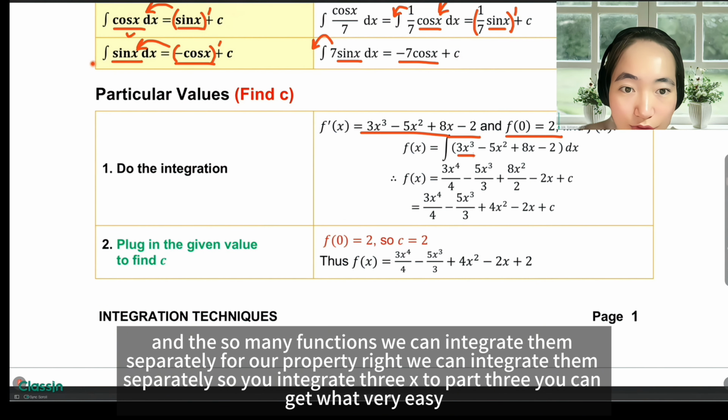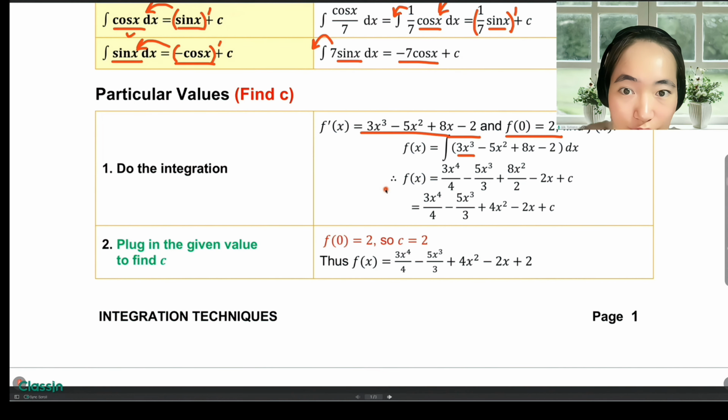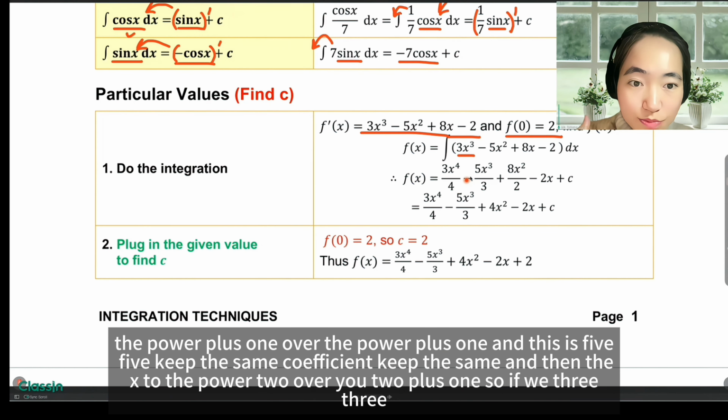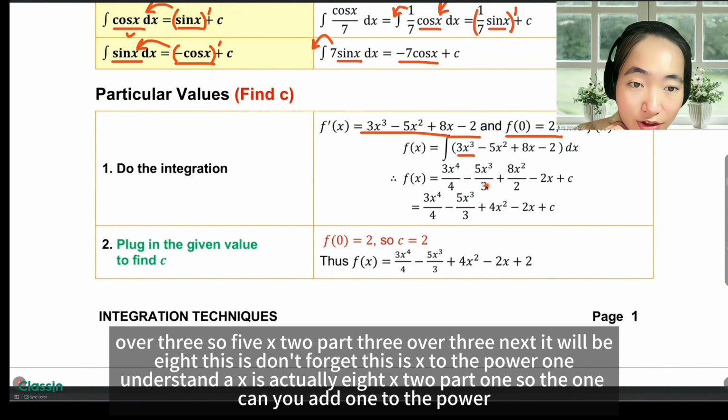So you integrate 3x to the power 3, you can get what? Very easy. You can get 3 times x to the power 4 over 4, right? The power plus 1 over the power plus 1. And this is 5. 5 keep the same. Coefficient keep the same. And then the x to the power 2 over 2 plus 1, so it will be 3. So 5x to the power 3 over 3.